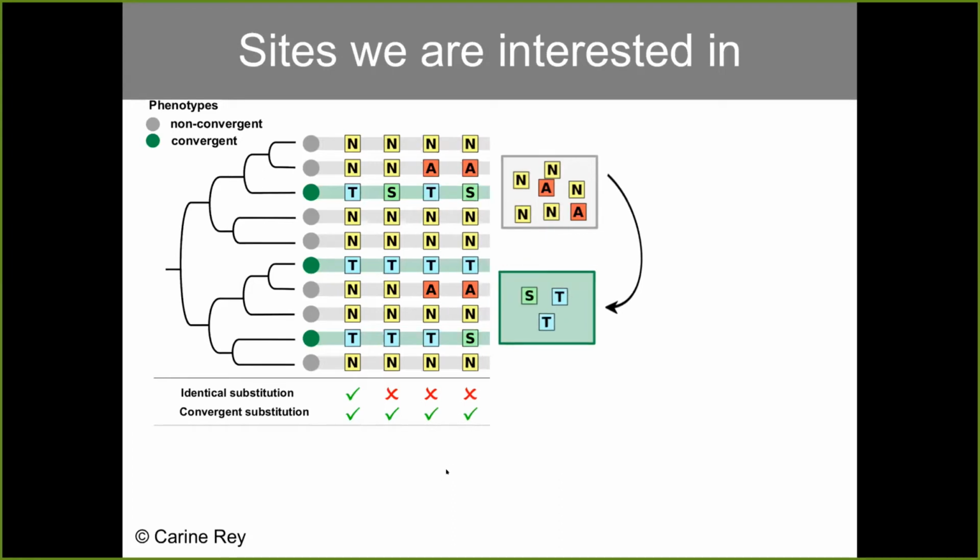Another case that is a bit more complex, where we do see in the non-convergent species, we have N's and A's, and in the convergent species, we have S's and T's. In that case, I would still say that it can be a site that is linked to the convergent phenotype, because we see that there's really a big difference between the amino acids that are found in the species with the non-convergent phenotype versus the amino acids found in the species with a convergent phenotype.